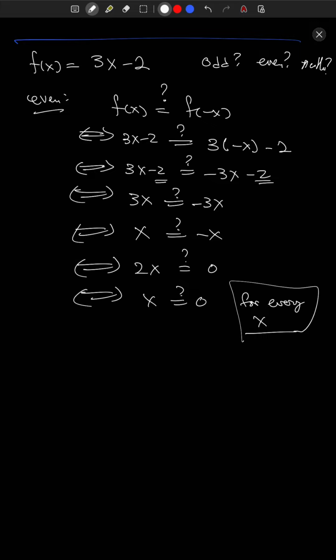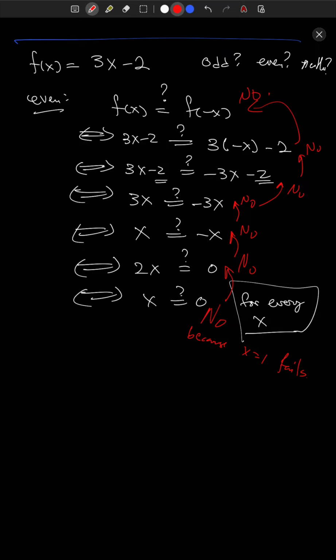So all of these, technically, you should be writing for every x on every line. But we're just a little lazy, so I'm just going to emphasize it in this last line. And here, now at this point, it's really obvious that it's false. Let me write this. No, because x equals 1 fails. When x is 1, 1 is not equal to 0. And so the previous one is no as well. No, no, no, and no. And so this guy is not even.